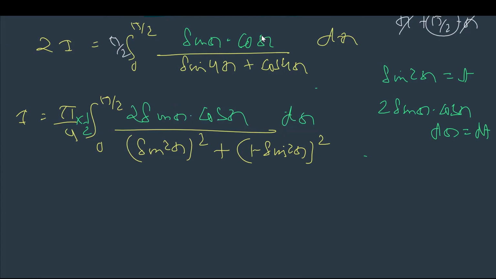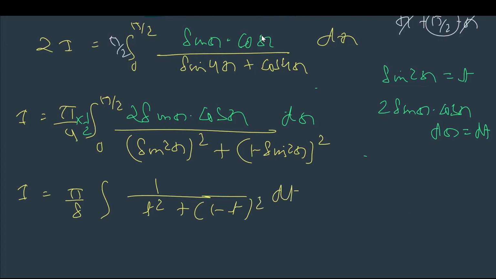So check what will happen. I is equal to, now it's pi by 8, right? Integration. But the limit will also be changed. I'll change the limit later. And I'm going to write this thing as dt. So 1 over t square. This whole thing is t, right? So there's a square above. That's why it's t square. And this is 1 minus, this whole thing is t. So this is t and then whole square dt.